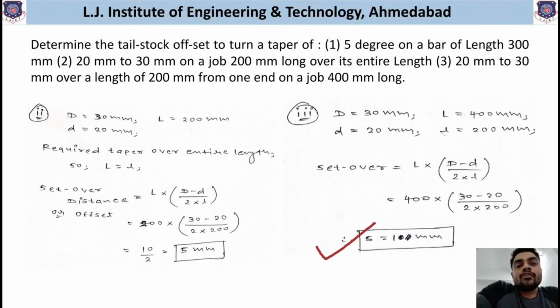So over here we have understood different conditions that they can ask in taper turning questions. We have seen three different conditions: in the first they have given the taper angle, in the second condition they have given the taper length that is the same as the entire length, and in the third condition the taper length and entire length are different, and based on that we need to find this set over distance. So these are the solutions for the different examples that they can ask, and you can try a number of examples also for practice.